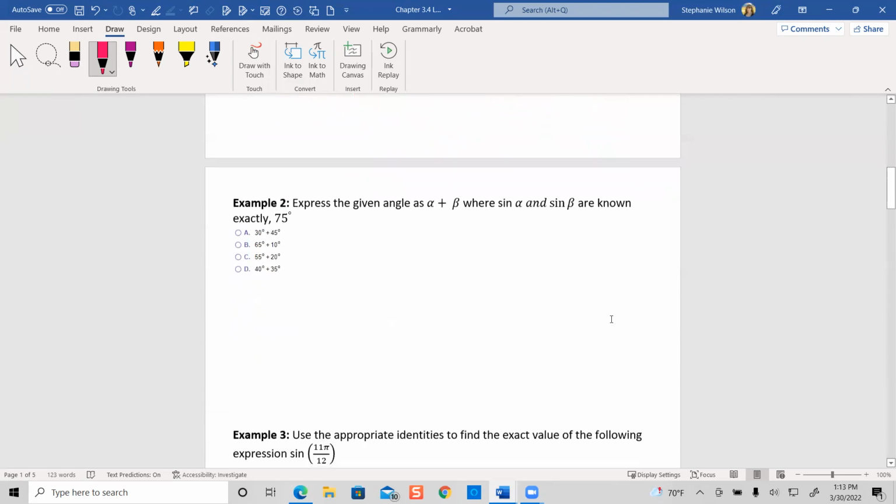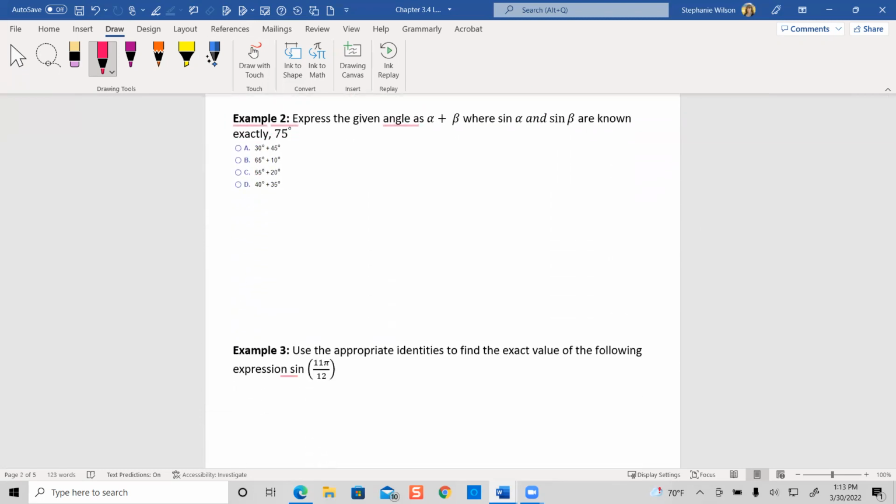All right, let's do number 2. It says express the given angles as alpha plus beta, where sine alpha and sine beta are known exactly at 75 degrees. All right, so what we need to do is find the sum of these where they add up to 75 degrees. Well, we can look at 65 plus 10, we know is 75. 55 plus 20, 75. 40 plus 35, 75. And we know this is 75 as well.